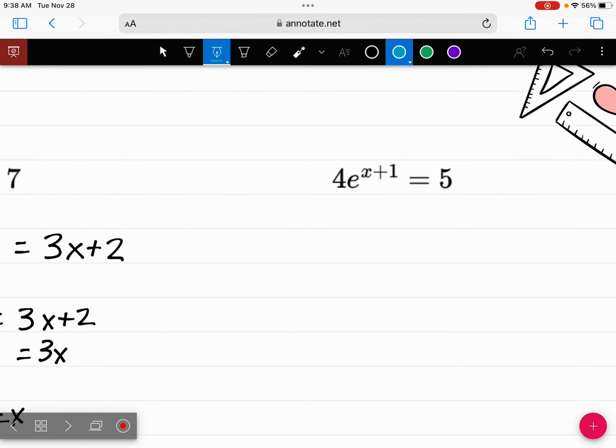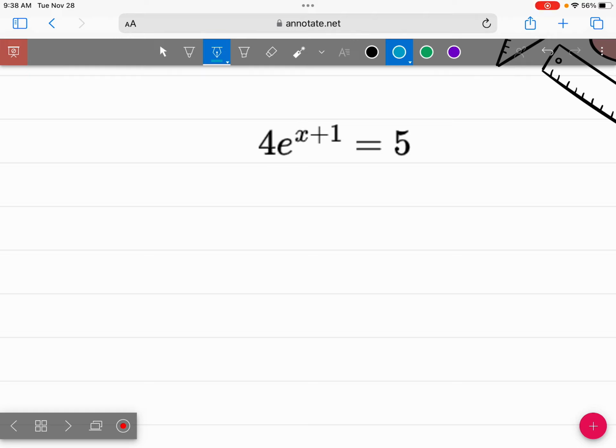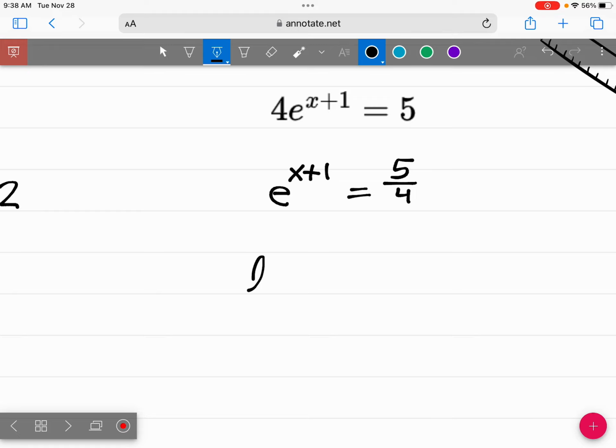The next one's a half notch harder because before I log it, what should we do? Something with the 4. Yes. Divide both sides by 4. So that we get e to the x plus 1 equals 5/4. Now we can log both sides. Log base e, that's the natural log of my argument of 5/4 equals x plus 1.